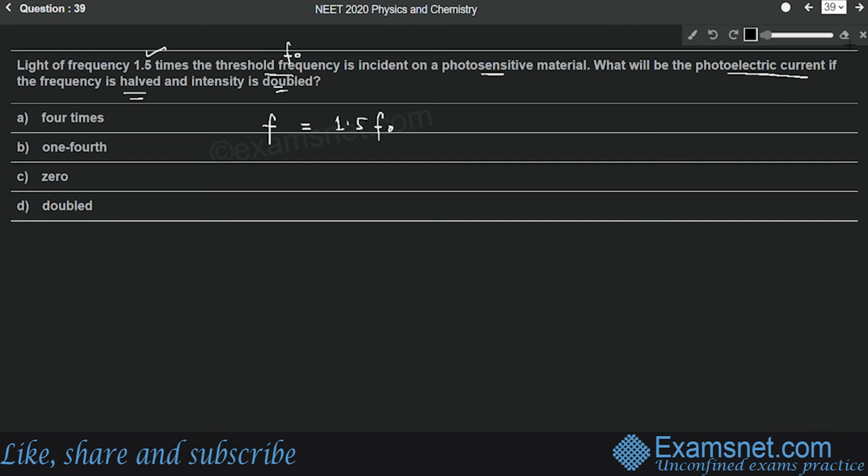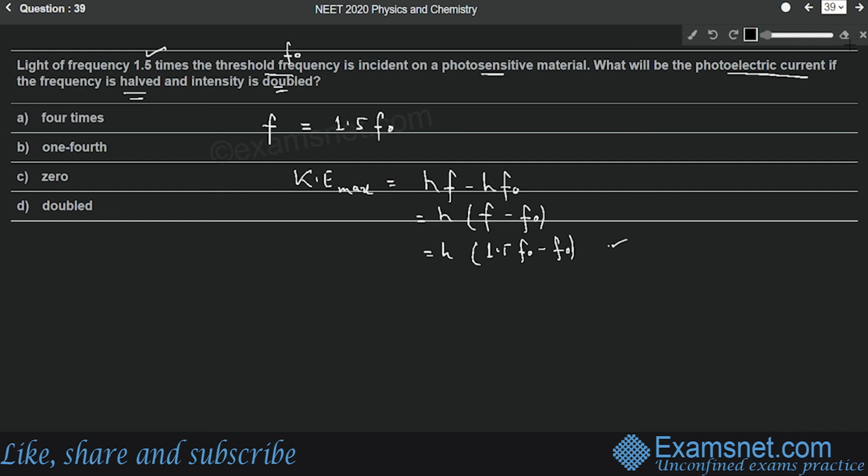So we can say that the maximum kinetic energy of the electron will be equal to hf minus hf naught. So we can write it as h(f minus f naught). And what is f? It is 1.5 times f naught. So it will be 1.5 f naught minus f naught. So this will give us a positive value, right? So this will be possible.